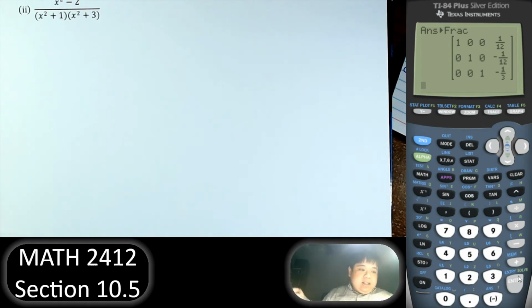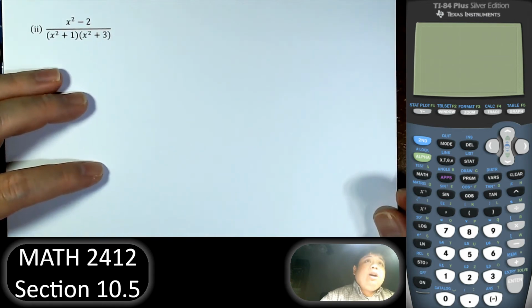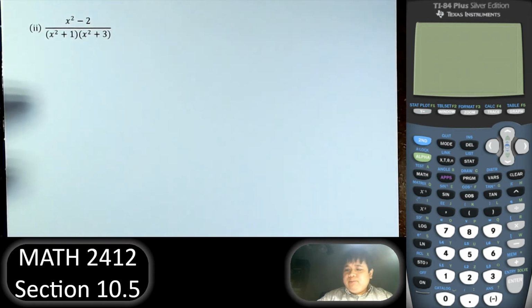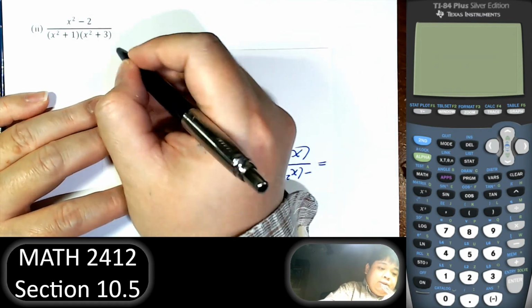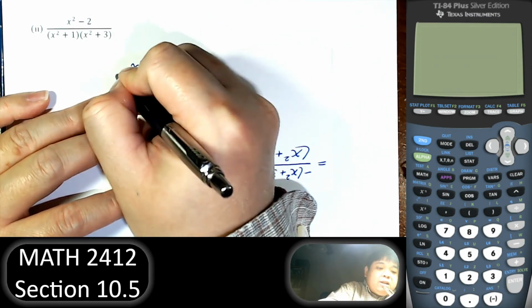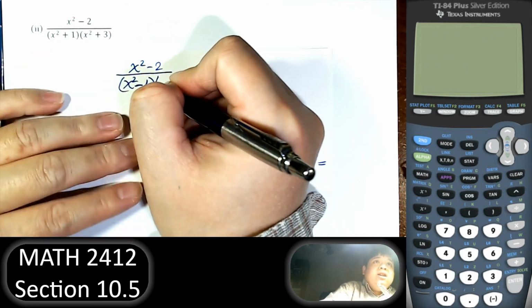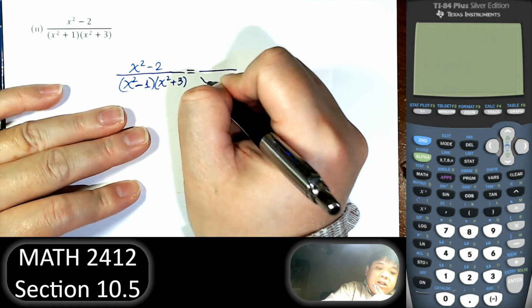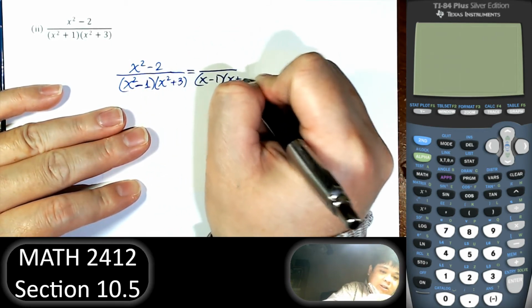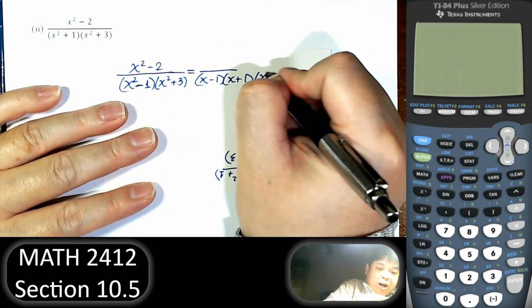Right. Next, x squared minus 2 over x squared plus 1 times x squared plus 3. The first thing we do, when we look at this problem, is make sure that it cannot be factored any further. If this problem is x squared minus 1 instead, or plus 1, then the first thing we do is factor them completely. x squared minus 1 can be factored into x minus 1 and x plus 1.